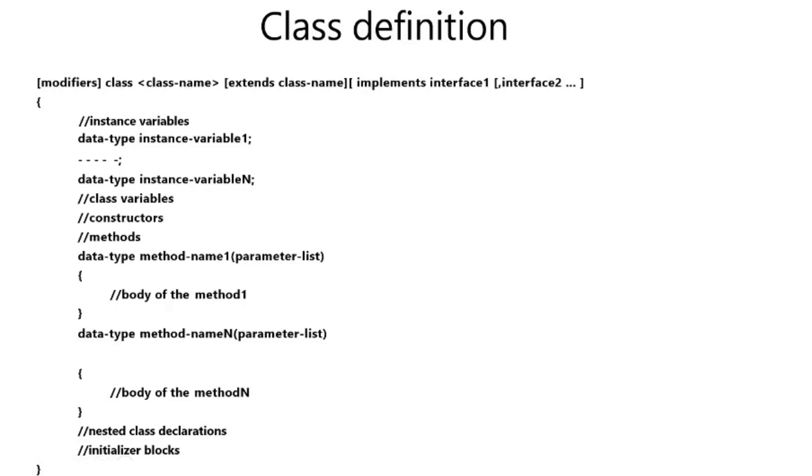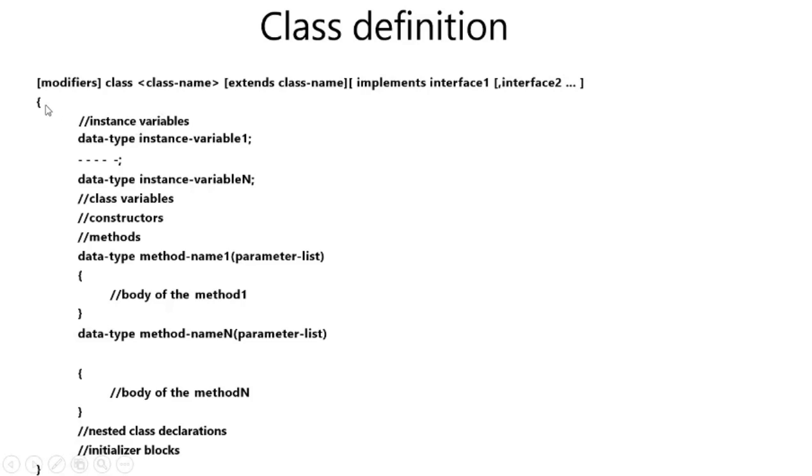Then if you want to implement inheritance, you can use this extends keyword and then the class name, the class which is to be extended. If you want to implement an interface, then you can use this implements keyword and then give the name of the interface. If there is more than one interface to be implemented, then you can give a comma separated list of interfaces. Now this is the class declaration.